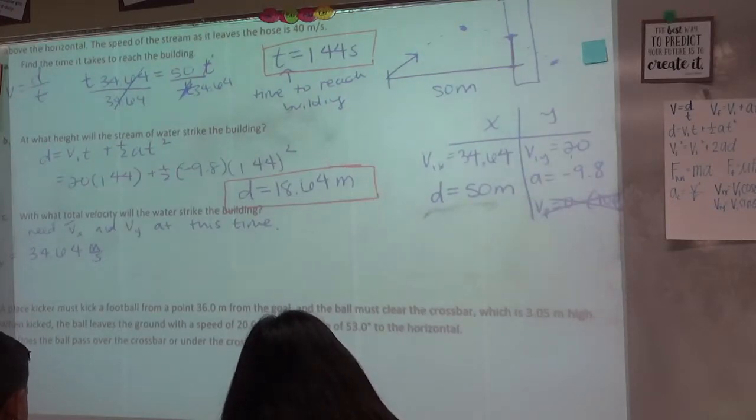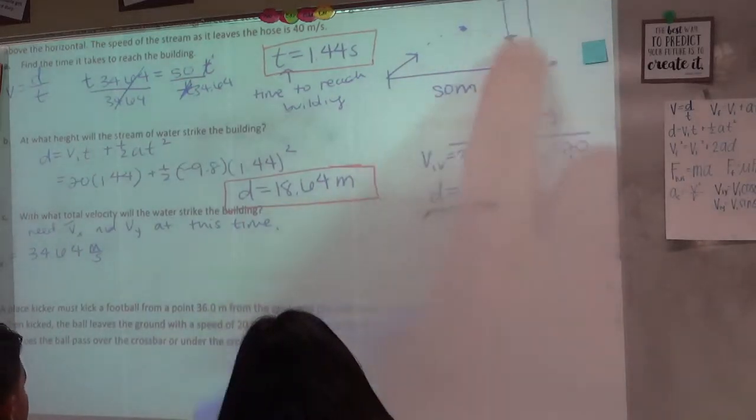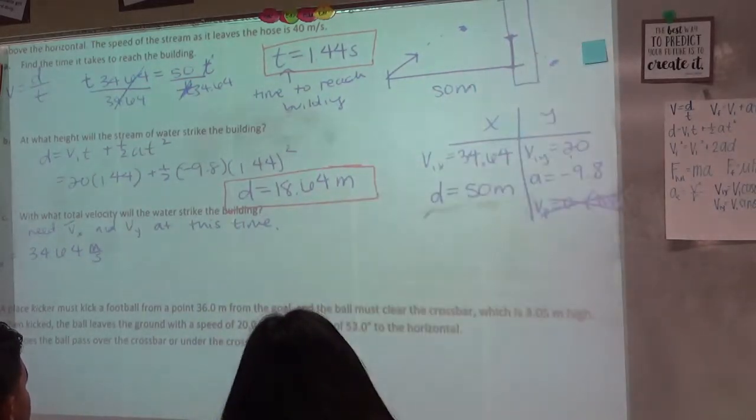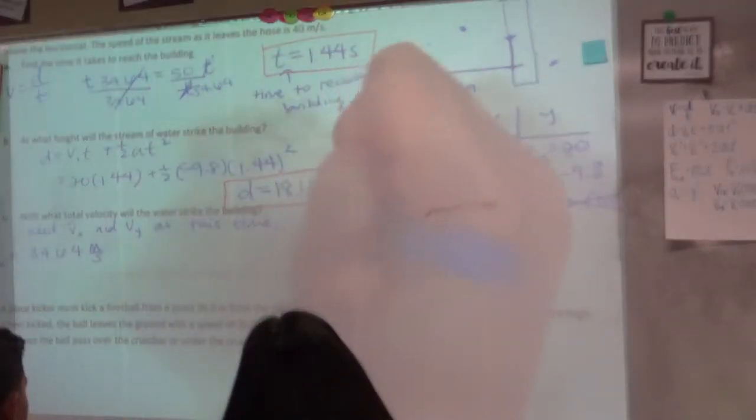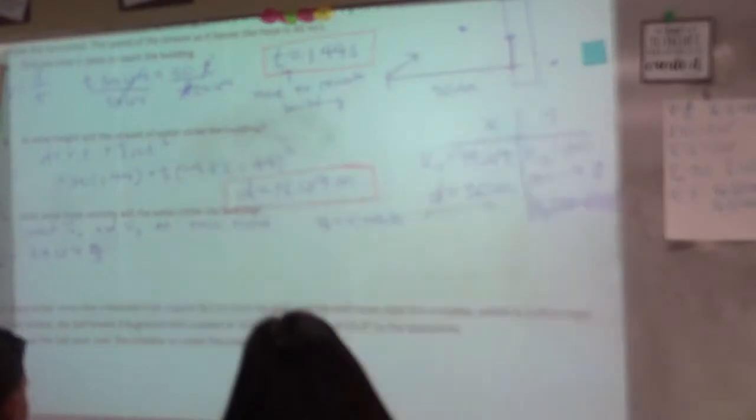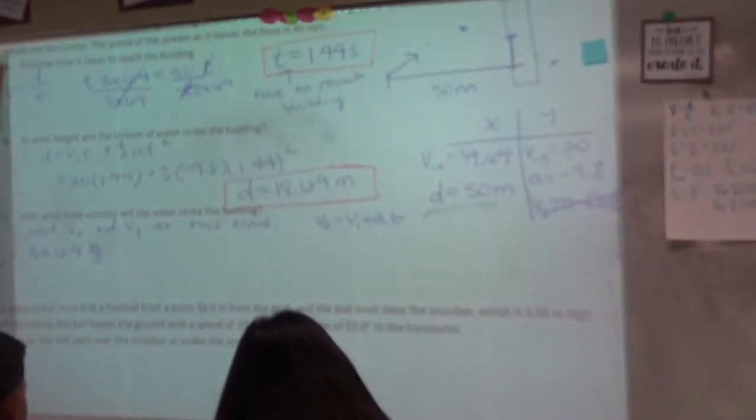Do I know the y velocity at this time? No. That 20 is at the very beginning. I want to know the y velocity when it hits the building. What could I use to find the y velocity later on? Vf equals Vi plus at. Yeah. All right, go ahead and plug in.